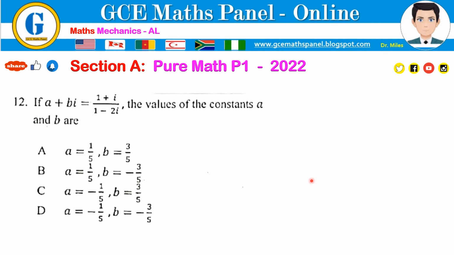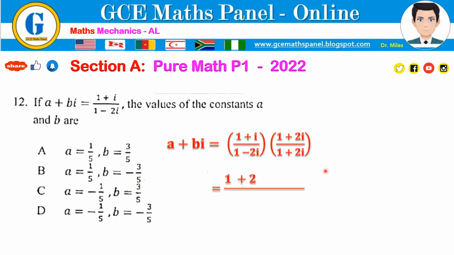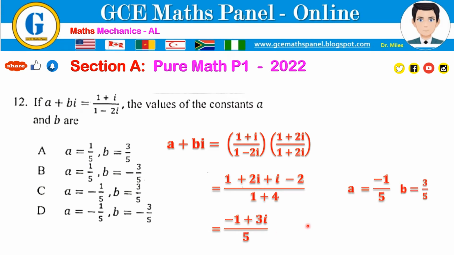So now, to begin, we are going to have a plus bi is equal to (1 plus i) on (1 minus 2i) into (1 plus 2i) on (1 plus 2i), because the conjugate of 1 minus 2i is 1 plus 2i. Now, when we multiply, we open out the brackets and simplify, we are going to have minus 1 plus 3i on 5. So from here, our a is minus 1 on 5, while our b is 3 on 5. So those are the values that we obtain. And our key here is C.